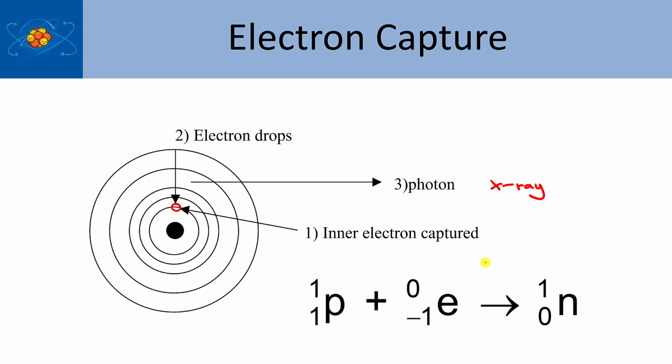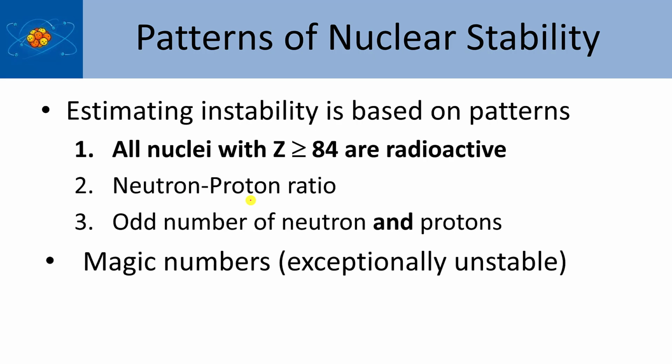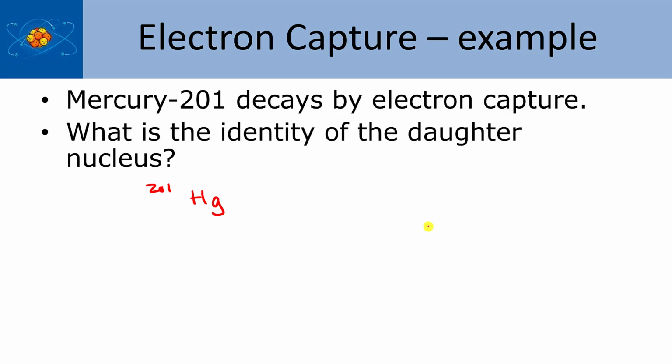Okay, so here's an example of a problem. We have mercury-201 decaying by electron capture. What is the identity of the daughter nucleus? So it says decay, but that doesn't necessarily mean it's the product, and it's going by electron capture. So we have mercury-201, Hg-201, and it's going by electron capture.